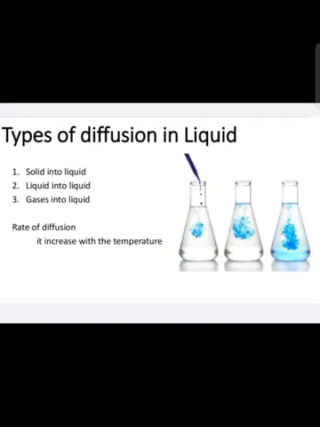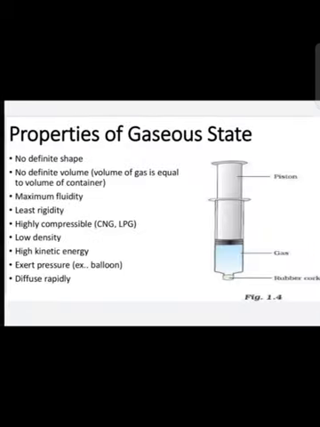Types of diffusion in liquids: solids diffusing into liquids, liquids diffusing into liquids, and gases diffusing into liquids. And students, do mention that the rate of diffusion always increases when the temperature is increased.